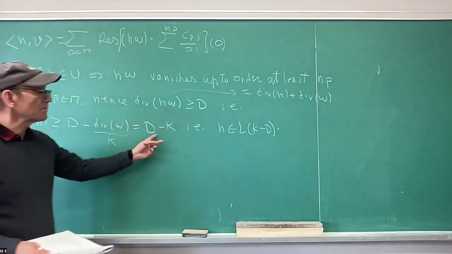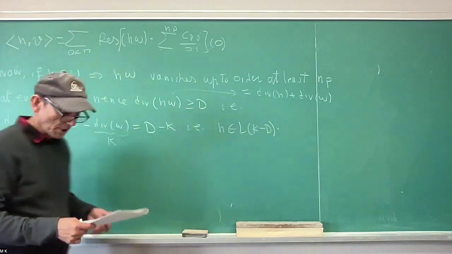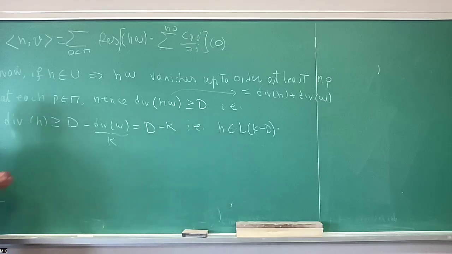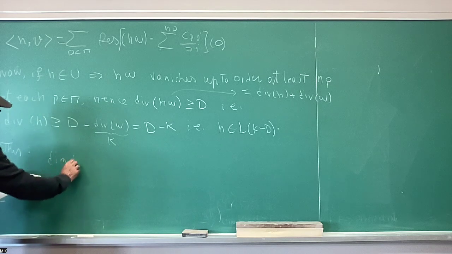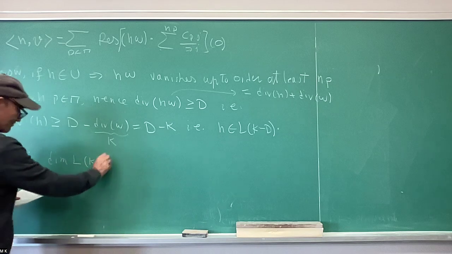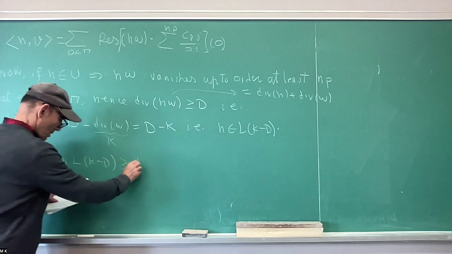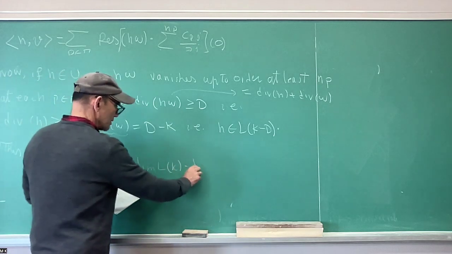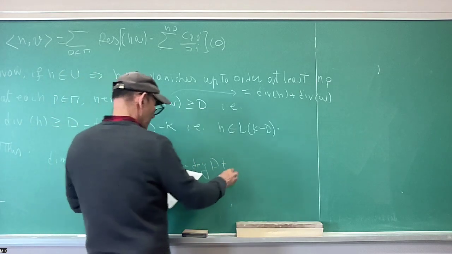Okay, cool. So now you see this is D minus K, this is K minus T, because the way we defined it was switching the signs. So now we are done, because we can just write one line: thus dimension of L of K minus T is bigger than or equal to dimension of L of K minus degree of D plus dimension of L of D.